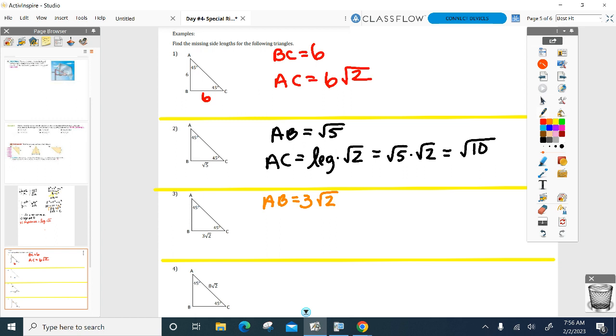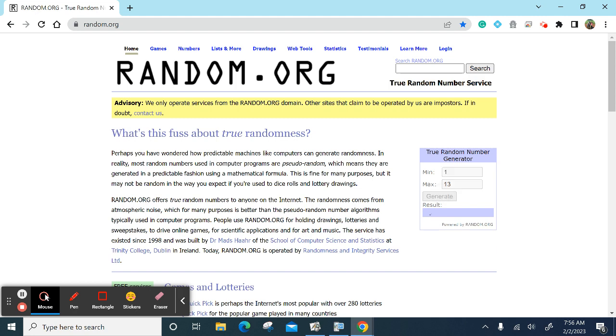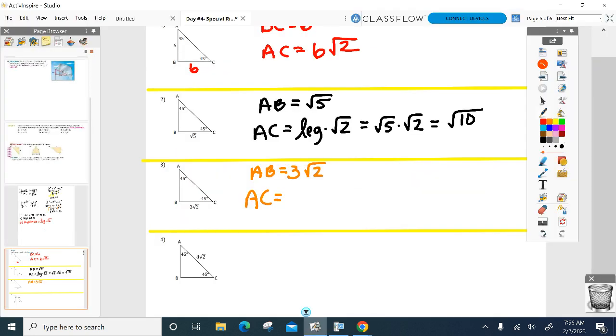Everyone ready for AC? I just want to know how to find it. How do you find AC? Give me the rule, put it in numbers, I don't care. AC. 3 radical 2. Ready? Hold on. Leg times radical 2. Everyone see that? Leg times radical 2 will get me to the hypotenuse.